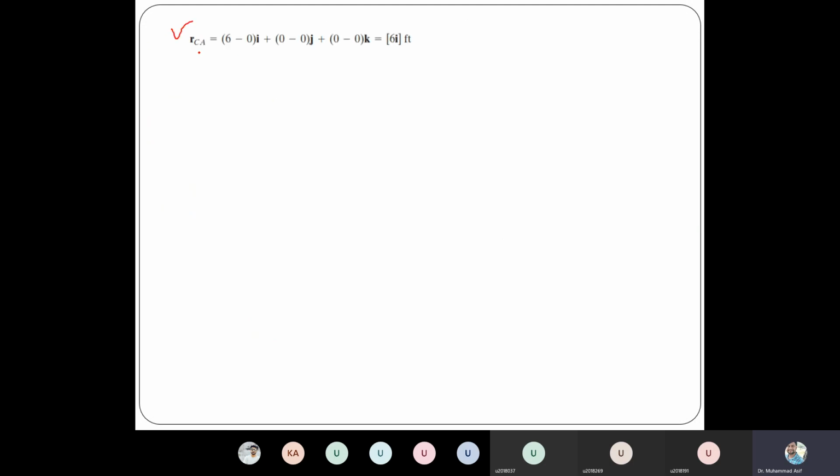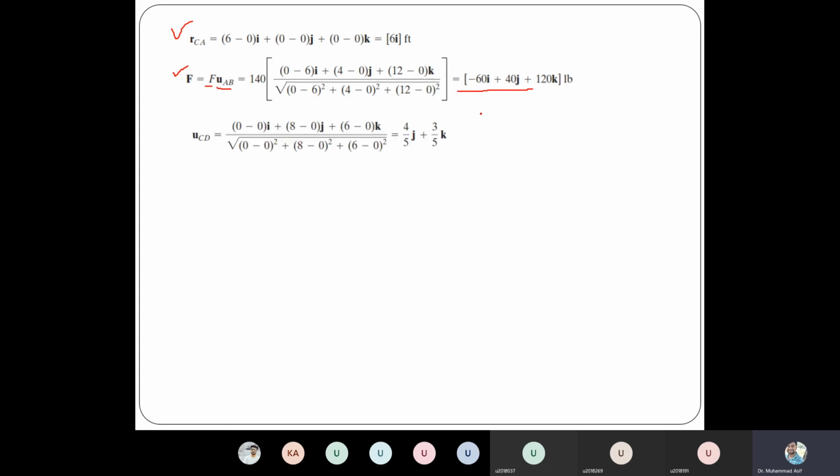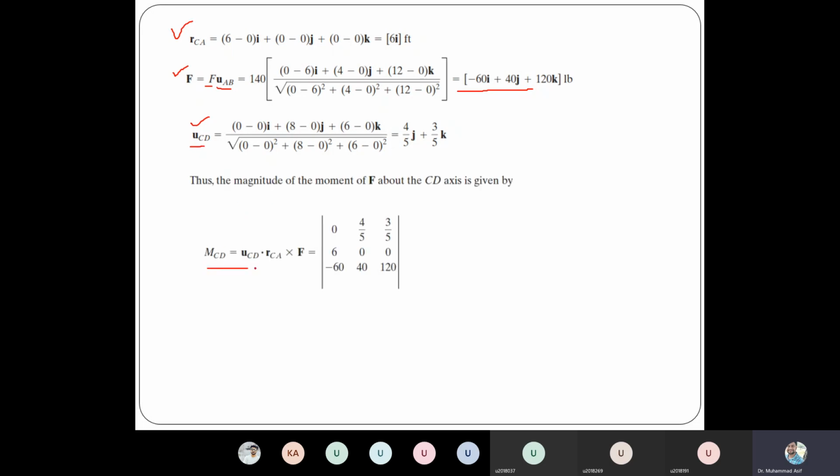So first of all, you calculated the position vector RCA, then you converted the force into a vector by multiplying the scalar with the unit vector. Then you take the unit vector of CD, and finally you apply the formula UCD dot R cross F. There should be a bracket, and then you simplify and get the answer. That answer was equal to minus 432 pound feet. So do you understand?